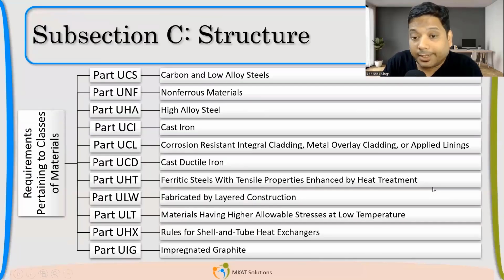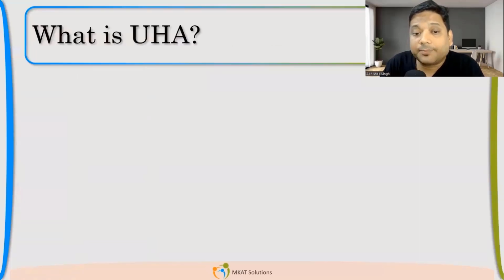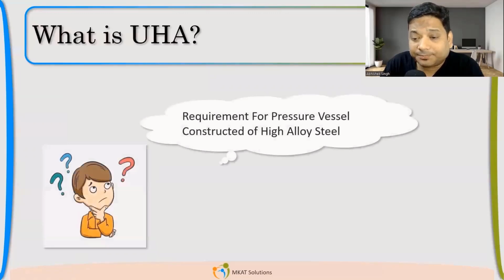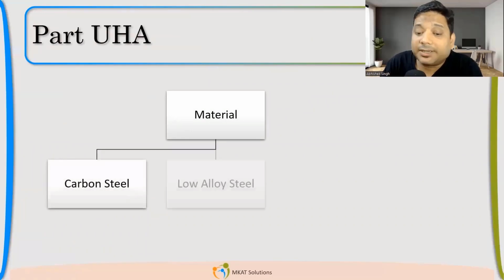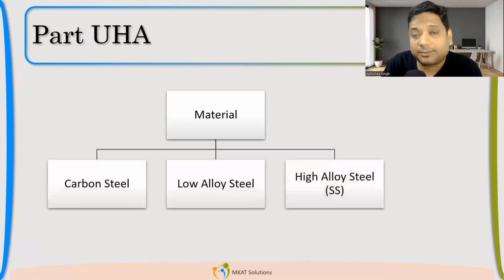So if you see the structure of subsection C, carbon and low alloy steel, UCS, we have already studied. Apart from that, there is non-ferrous material, then UHA, high alloy steel, corrosion resistant, cast, ductile iron, ferritic, lots of different parts are there. So right now we are studying UHA, high alloy steel. So what exactly is high alloy steel? If you remember, the classification of material is divided into carbon steel, low alloy, and high alloy. This is the typical classification.